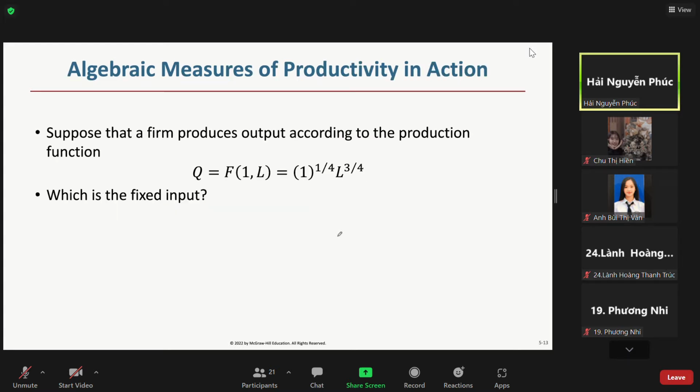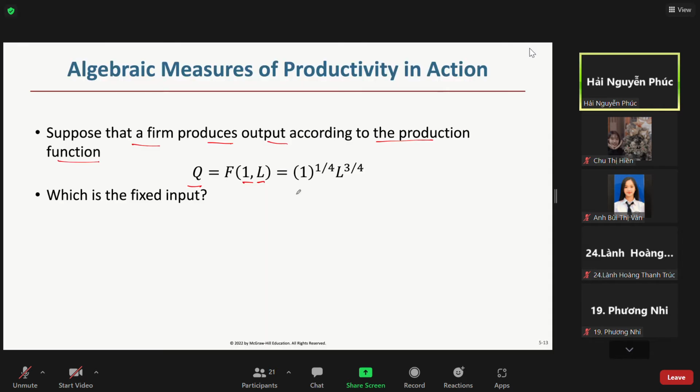Now let's move next. Here's an example. They say the following: we have a firm that produces output according to the following production function. Q is a function F of K and L, and it is equal to K to the 1/4, L to the 3/4.